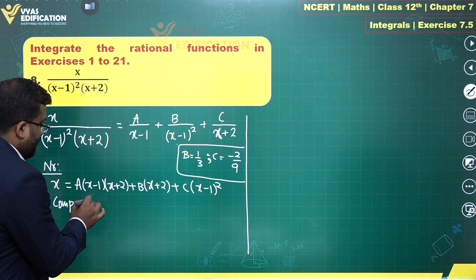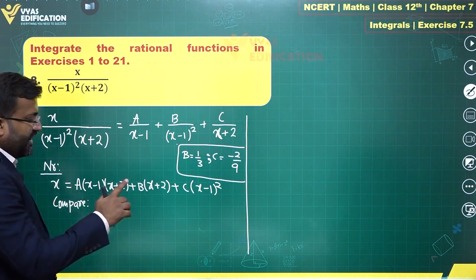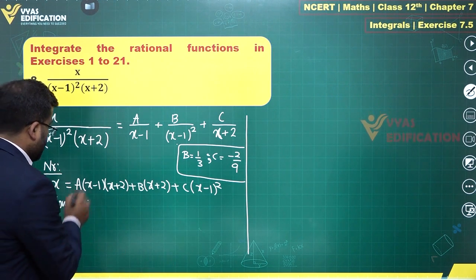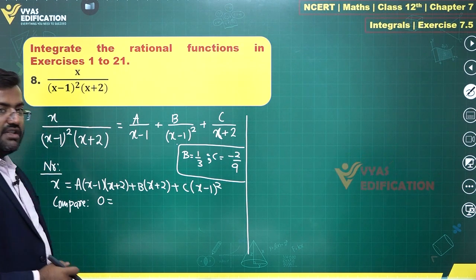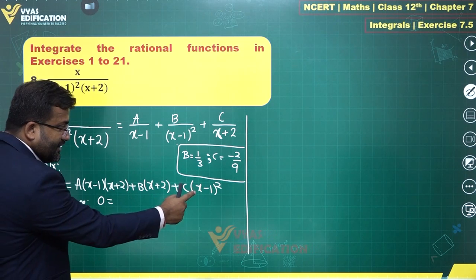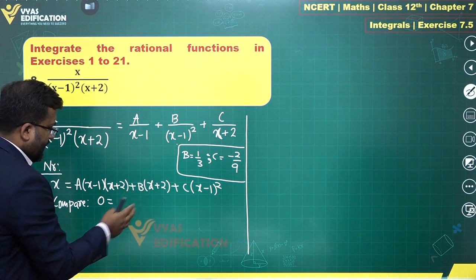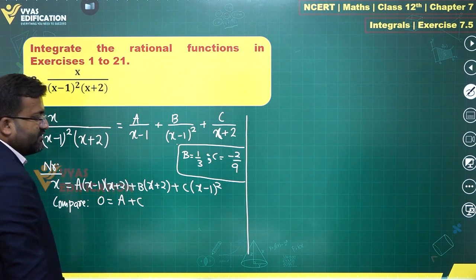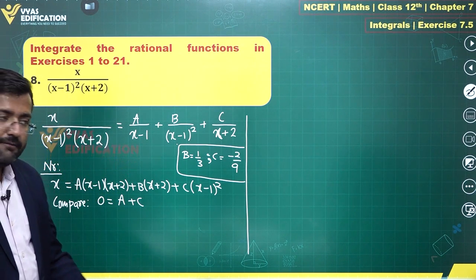Now we can compare. Now what does comparison tell me? Comparison tells me, okay, compare the coefficients of x square, coefficient of x, and the constant term. So coefficient of x square is 0 on the left hand side, as you can see. Okay, there's no term of x square on the left hand side. What about the right hand side? There's x square over here, there's no x square over here, there's x square over here. So a x square plus c x square is what I have, right?